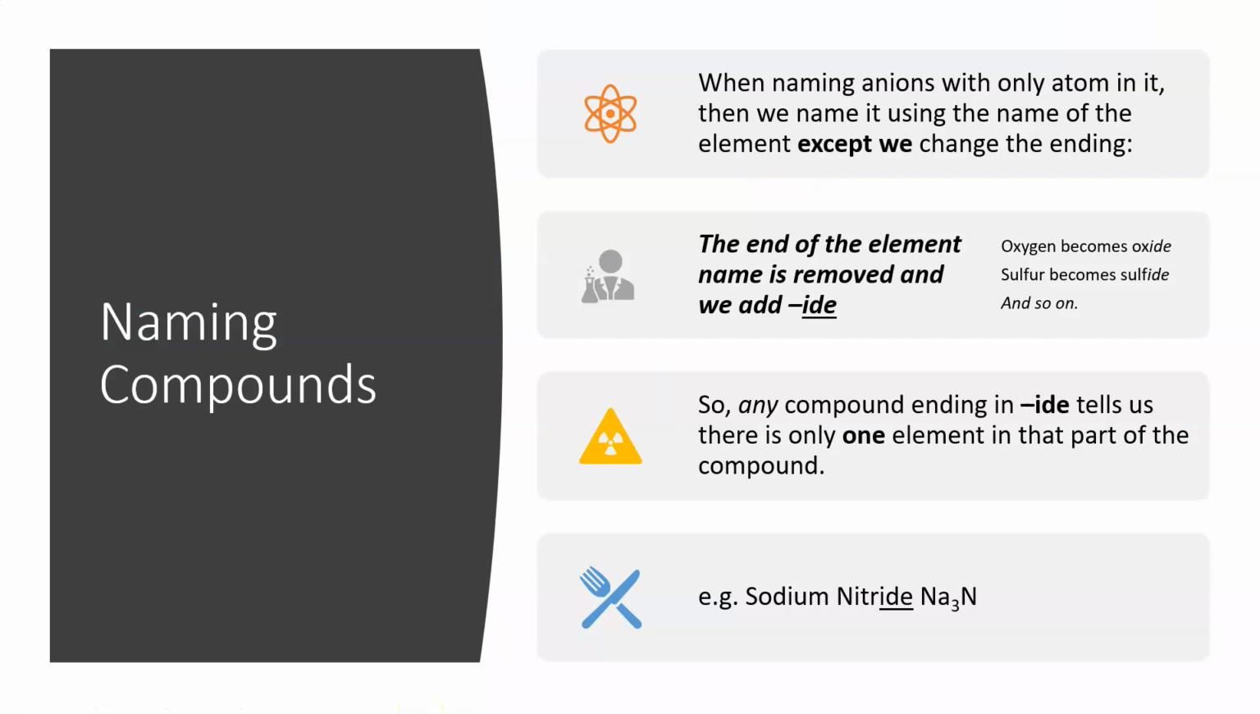And finally, how do we name our covalent compounds? When naming anions with only one atom in them, we give it the name that it is, but we change the ending. The end of the element name is removed and we put "ide" on. So for example, oxygen becomes oxide, it's only got oxygen like I said earlier. So yes, we use "ide" for anything with just the one element in it. We'll look more into that at the end of the next video.